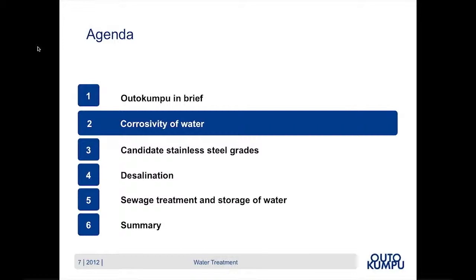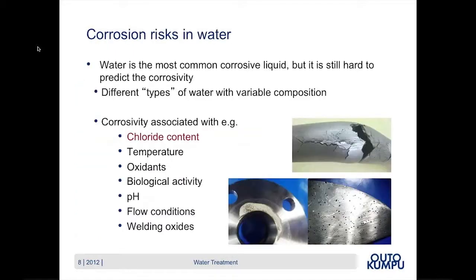So turning now to the first aspect of today's presentation, the corrosivity of water. There are several factors that create the risk of corrosion from water. And it's worth noting that despite the fact that water is the most common of all corrosive liquids, it's still quite hard to predict the corrosivity we can expect to find. This is because there are many different types of water with a wide variety of compositions.